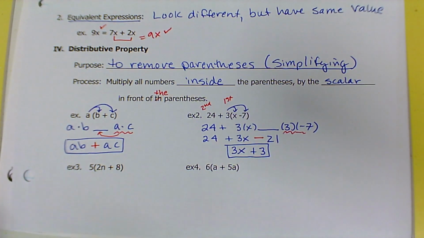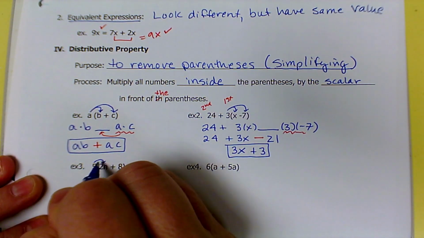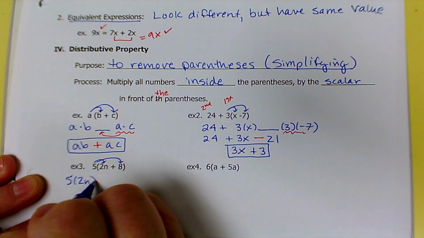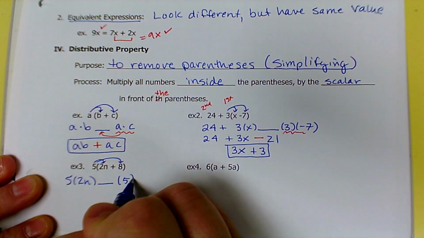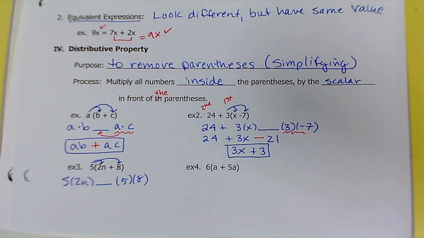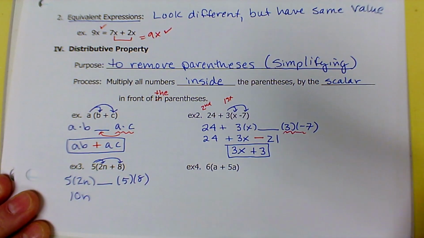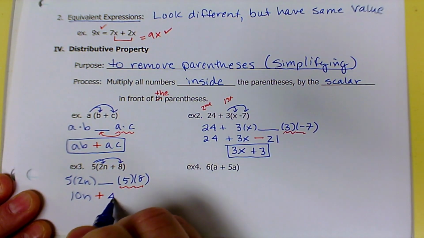All right, let's do number 3. You're going to distribute the 5. So you're going to have 5 times 2n, leave a space, 5 times 8. So 5 times 2 is 10n. And for the second pair, a positive times a positive is a positive, so it's going to have a plus. And then 5 times 8 is 40.